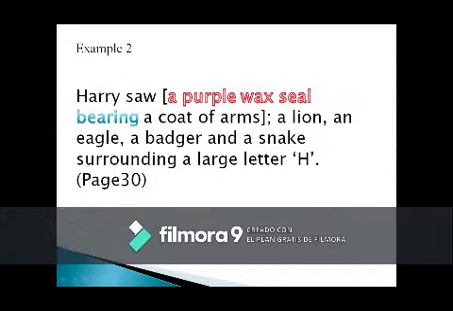Example 2. Harry saw a purple wax seal bearing a coat of arms, a lion, an eagle, a badger, and a snake, surrounding a large letter H. This small clause is identical to the previous one. The verb saw is the past form of see, and saw selects the small clause, a purple wax seal bearing a coat of arms. In the small clause, the explicit subject is a purple wax seal, that can be replaced by the accusative case it. Moreover, the verb is bearing, that is in the ing form.